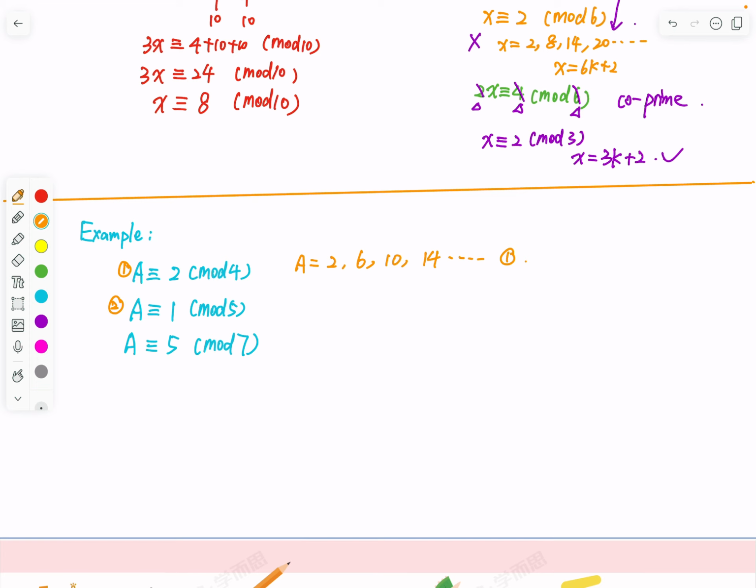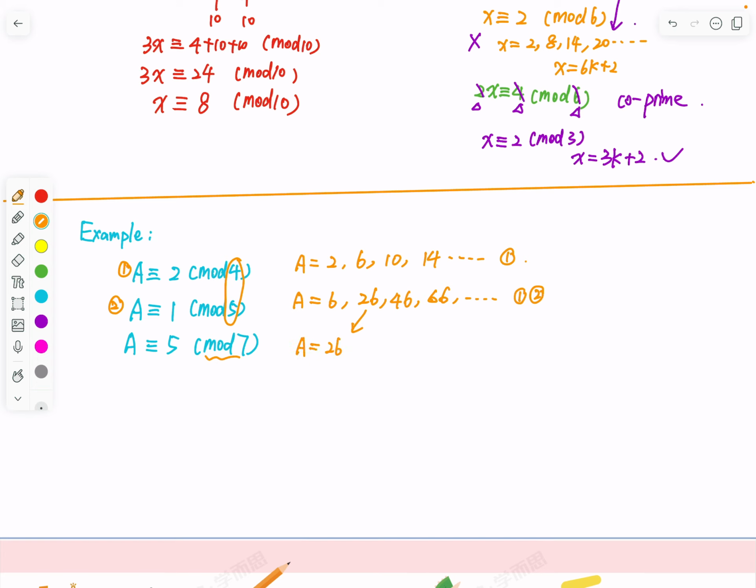So let's find the numbers that meet condition 2. When I see 6, 6 divided by 5, the remainder is 1. So a can equal 6. Each time I add the LCM of 4 and 5, it becomes 26, 46, 66, and so on. So this means I meet the requirements of 1 and 2. Now if I want to meet requirement 3, that means I divide by 7, the remainder is 5. Which number is possible? Only this 26, right? 26 divided by 7, the remainder is 5. So the smallest number meeting this requirement is 26.